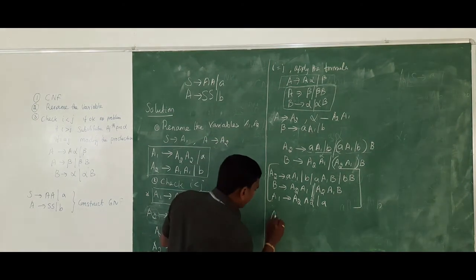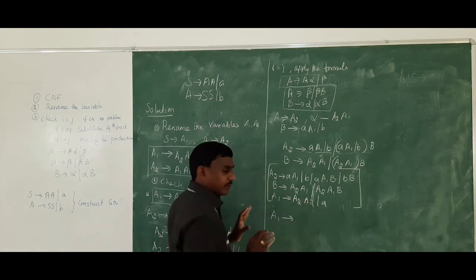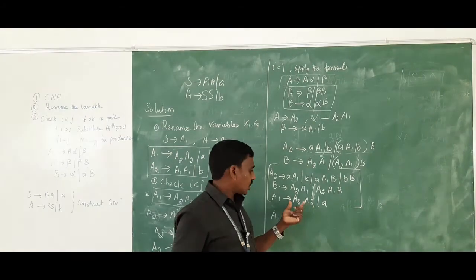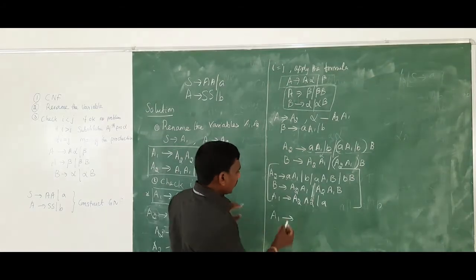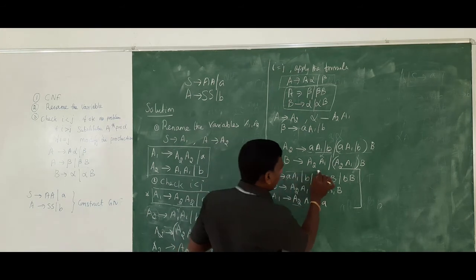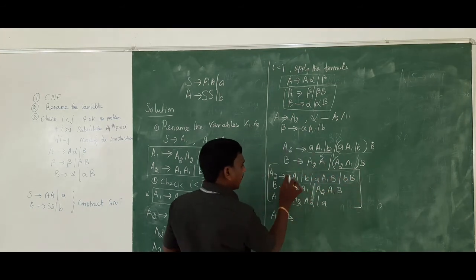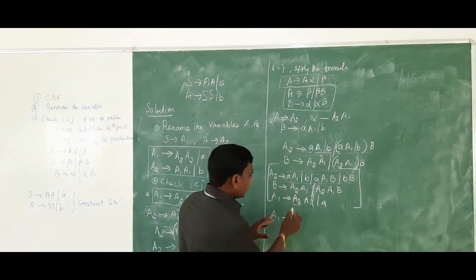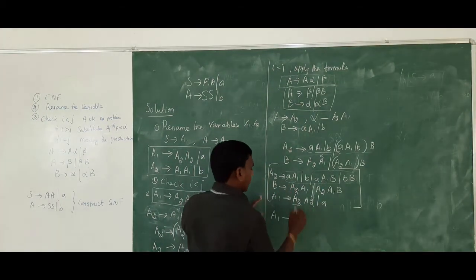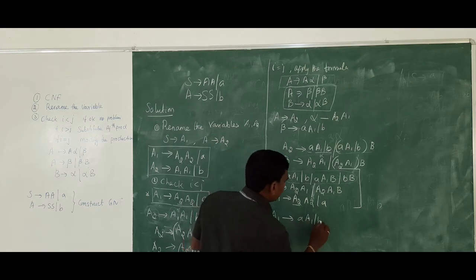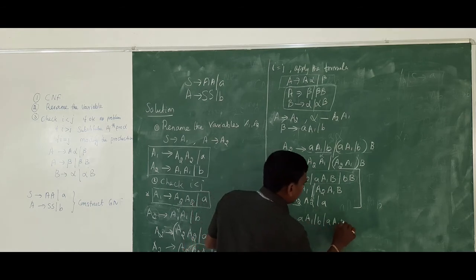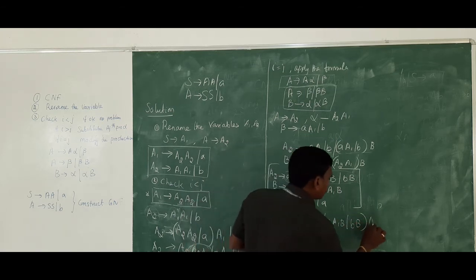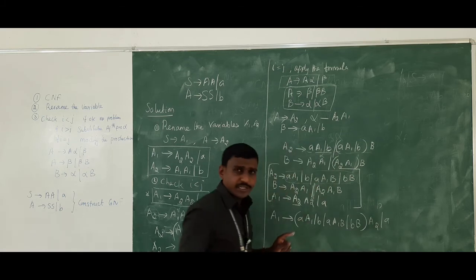Now I am going for A1. A1 tends to A2 is not a Greibach normal form. I need to have one small letter, that means start with a terminal, alpha. So in this place A2, I am going to apply the whole term, because I have Greibach normal form for A2. Already I got it. So in this A2, I am going to apply the whole term. That is A1 slash B slash A1 B slash BB into A2 slash A. Can you get it?